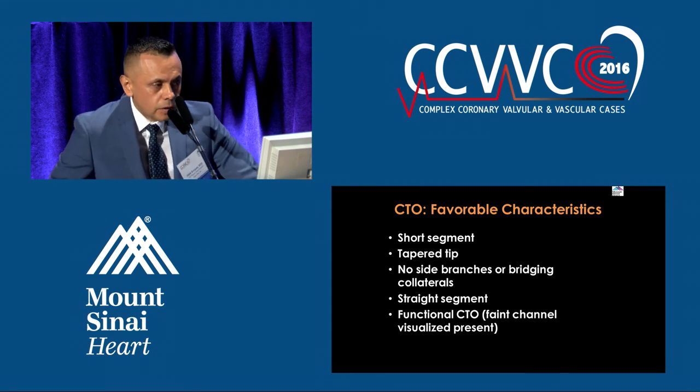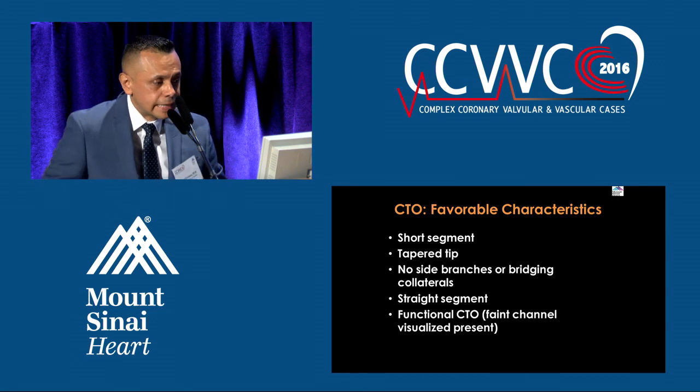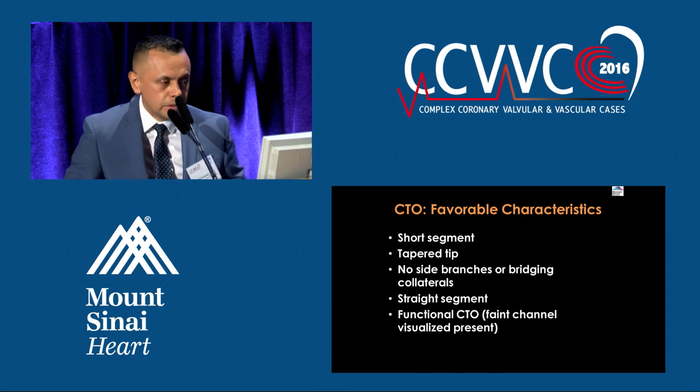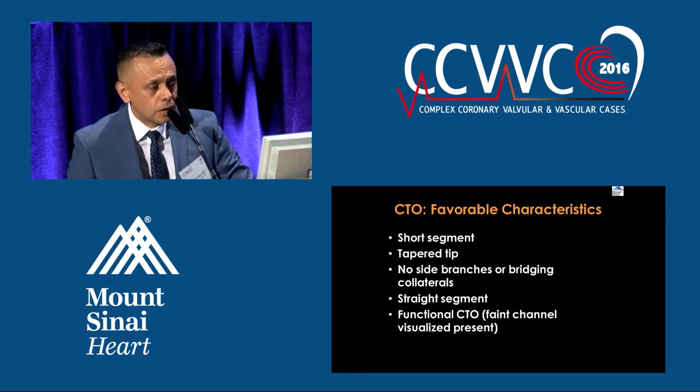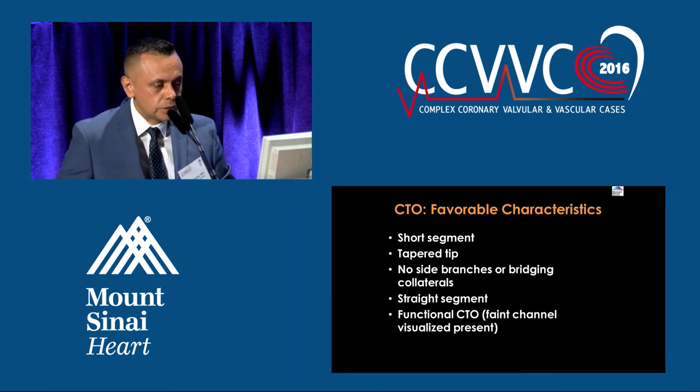So what are the favorable characteristics? These are the things that make us happy, as a tech. Instead of a 5-hour case, it can be like a 2-hour case. So what we want is a short segment, usually less than 20 millimeters, a tapered tip as opposed to a blunt stump, no side branches or bridging collaterals, and straight segments. Usually the easiest are LADs, RCAs, and functional CTOs, meaning there are microchannels that you can guide your wire through.